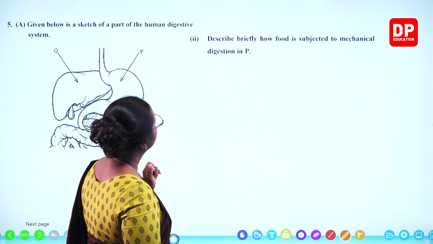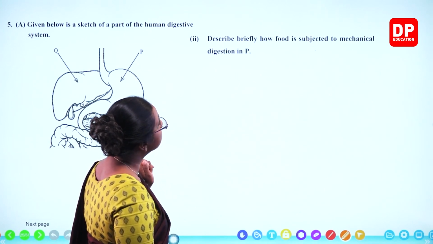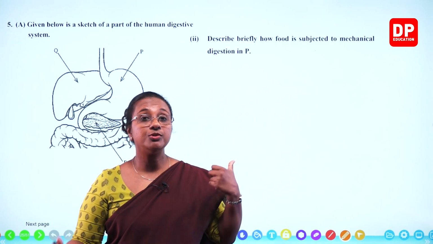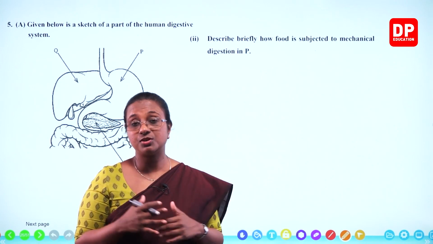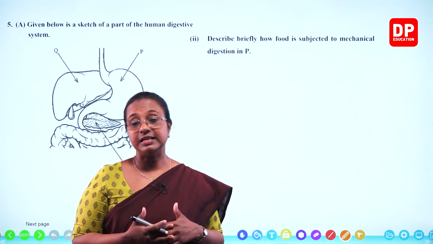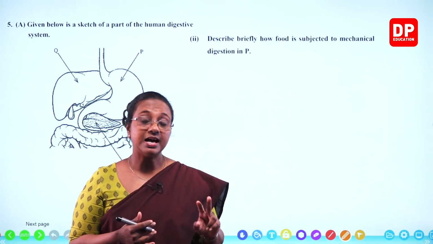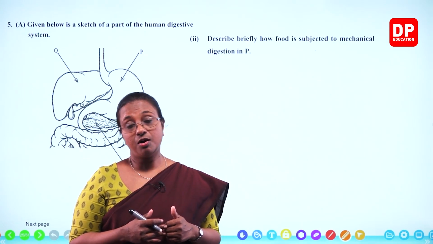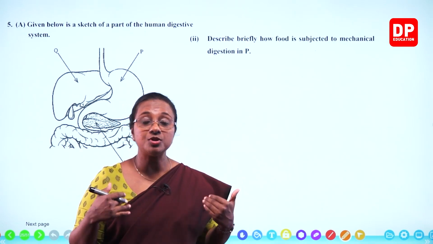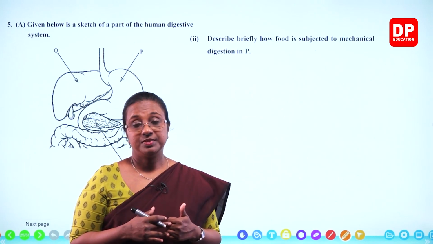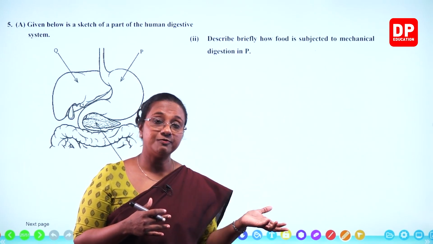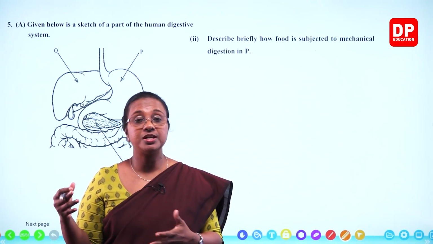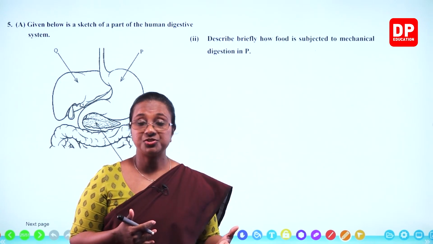Then the second one. Describe briefly how food is subjected to mechanical digestion in P. I mentioned that to you all, due to the movement of the stomach wall, the muscles of the stomach wall, there is mechanical digestion. So you all know when we say digestion, that is the breaking down of food into simple organic components that can be absorbed by the body. That is the digestive system. So initially the food is complex organic compounds that are broken down into simple components that can be absorbed. That is the process of digestion.